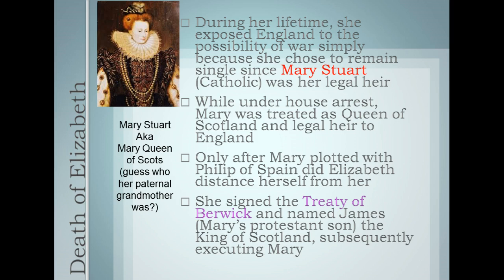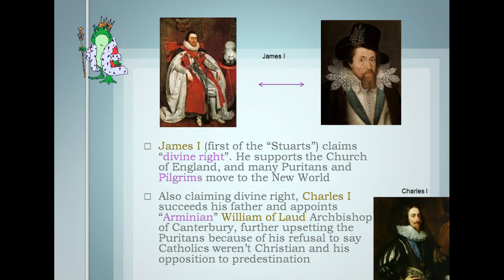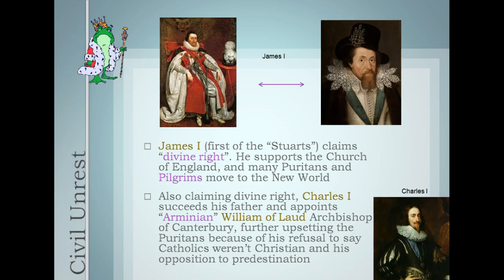So here's a quote by James I. Kings are not only God's lieutenants upon earth and sit upon God's throne, but even by God himself they are called gods. And dispute what God says is blasphemy. If that doesn't smack of divine right monarch, I have absolutely no idea what you could possibly put any better than that. He is saying, I am like a god. God would even say, I'm like godlike. So, obviously, James I is a divine right monarch, which really gets us into the heart of the matter.